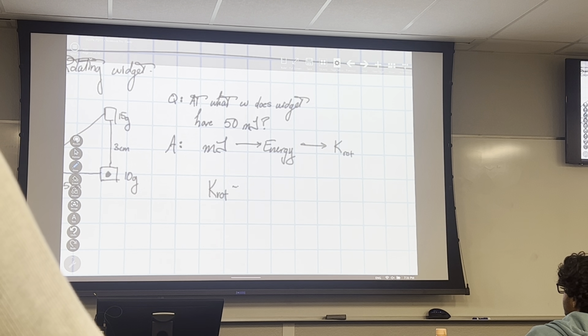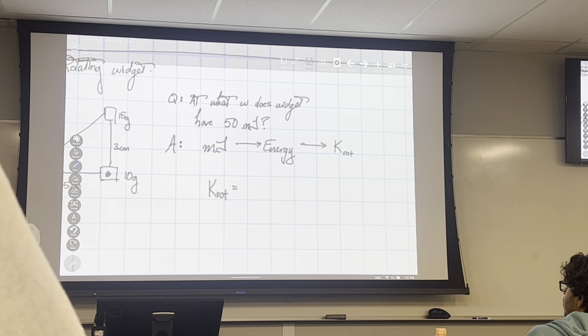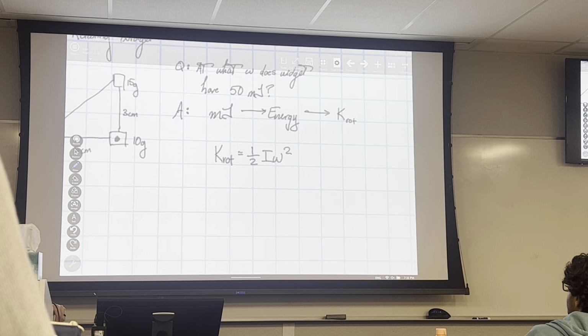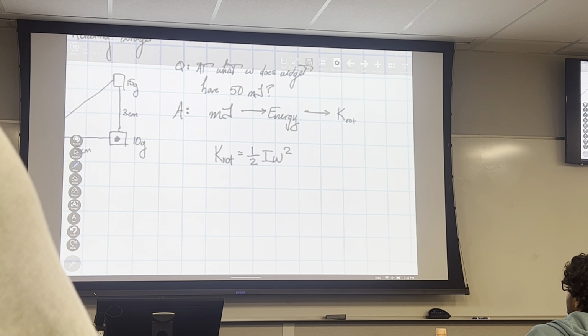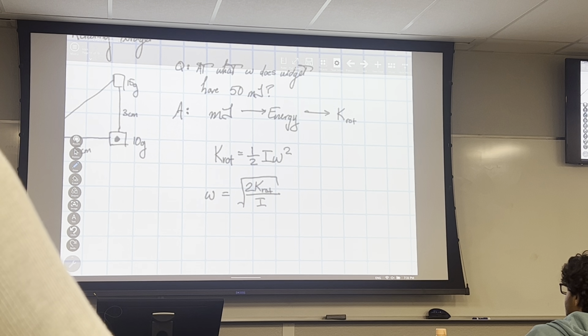Who remembers the rotational kinetic energy? What is it equal to? Translational one was 1/2 mv squared. And the rotational one would be 1/2, instead of mass, it's I, and instead of v, it is what? Yeah, omega squared. Meaning omega is equal to the square root of 2 times the rotational kinetic energy over I.